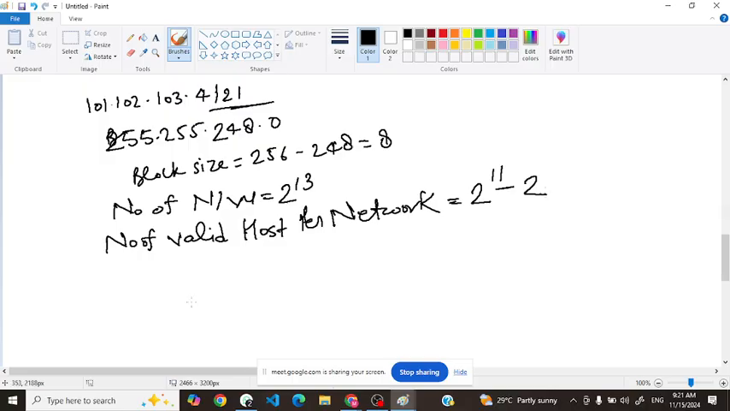So, Subhajit, what will be the first network? Sir, can I try this? Yeah, you can try. 101.102.110 is the broadcast portion. No, no, I am asking about the first network ID. 101.102.103.0.